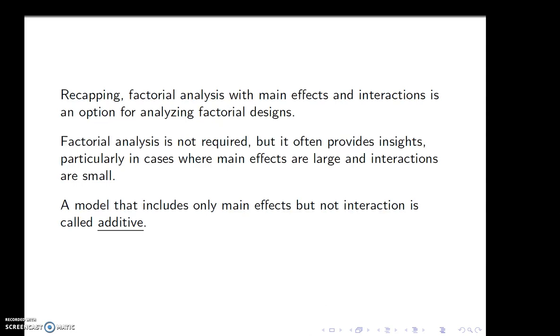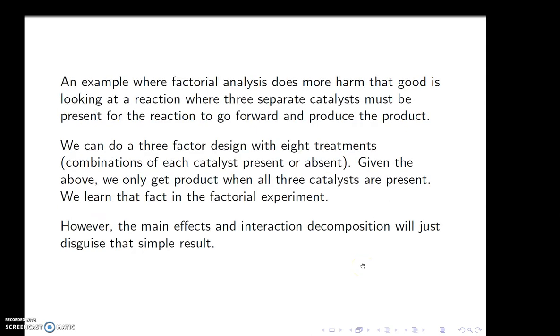Factorial analysis, just in case it wasn't clear before, it's not like you have to use a factorial model, but it is very useful for picking up interesting artifacts in the data that can only be detected when you make use of these interactions. We can do additive models, which are factorial models that only include the main effects. We're going to talk about soon why we don't really do that in practice. There are some examples where factorial models can do more harm than good.